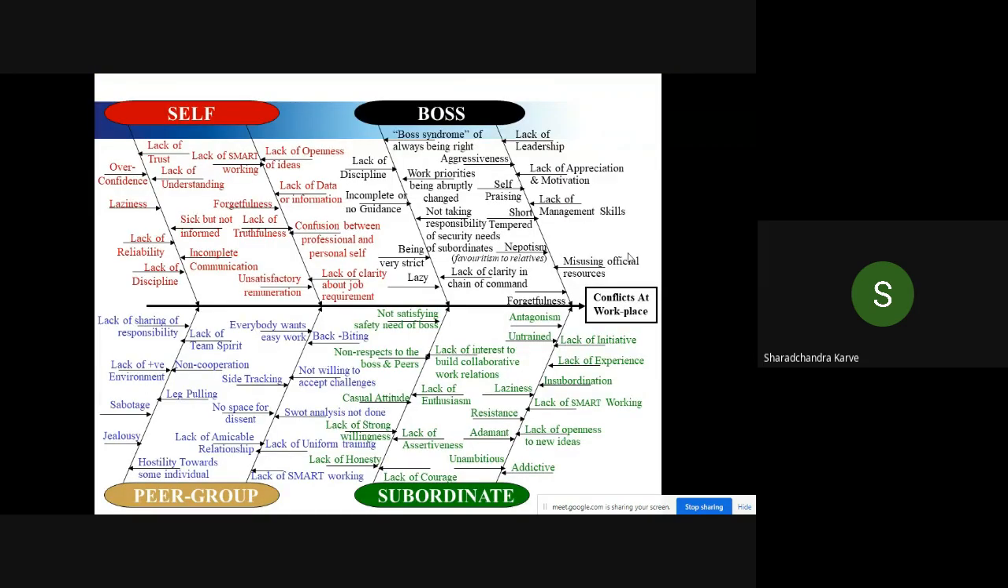So this is basically the method. Now here, conflicts at workplace. You can do it for any problem. So what are self-related problems? What are boss-related problems? What are subordinate-related problems? What are peer group-related problems?